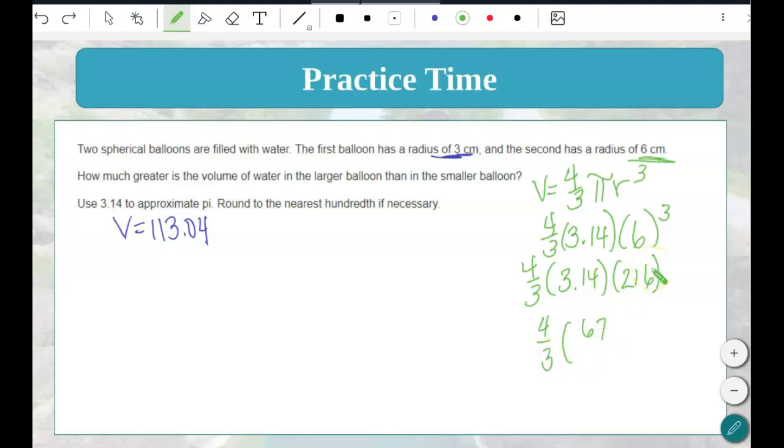We still have to do the 4/3. Take 678.24 and multiply that by 4, and we get 2,712.96. And then we still have to divide that by 3. Take that answer, divide by 3. It's 904.32.